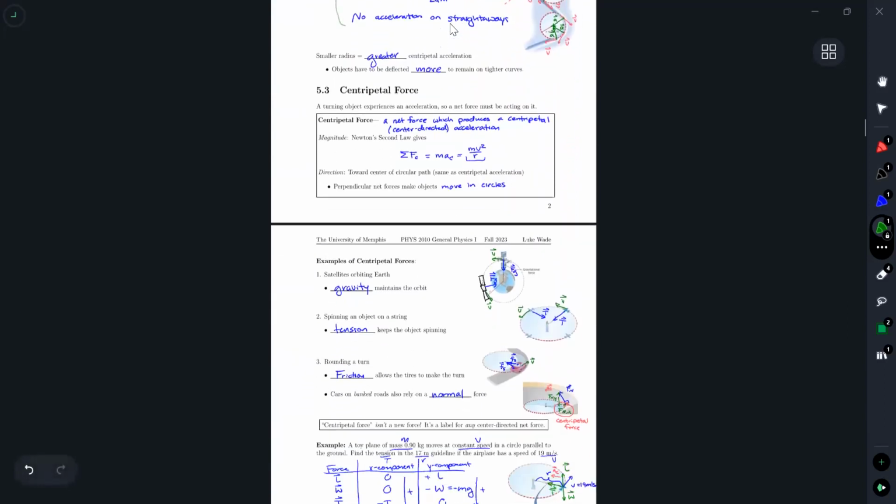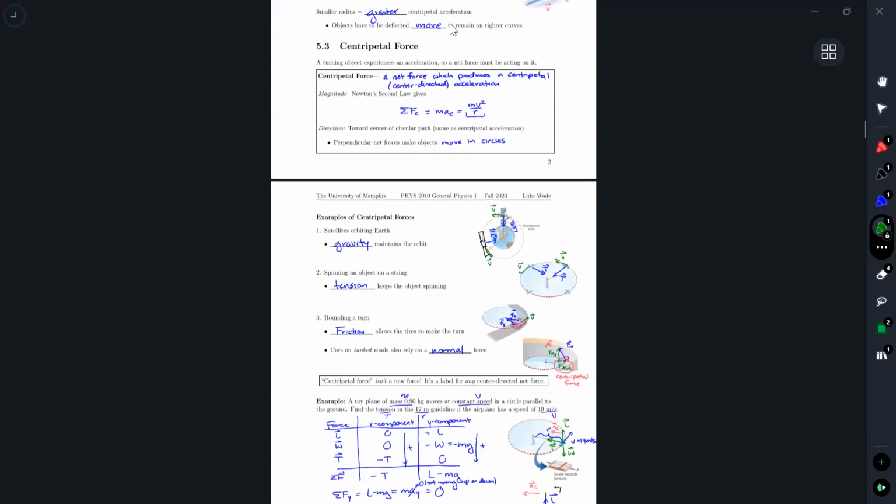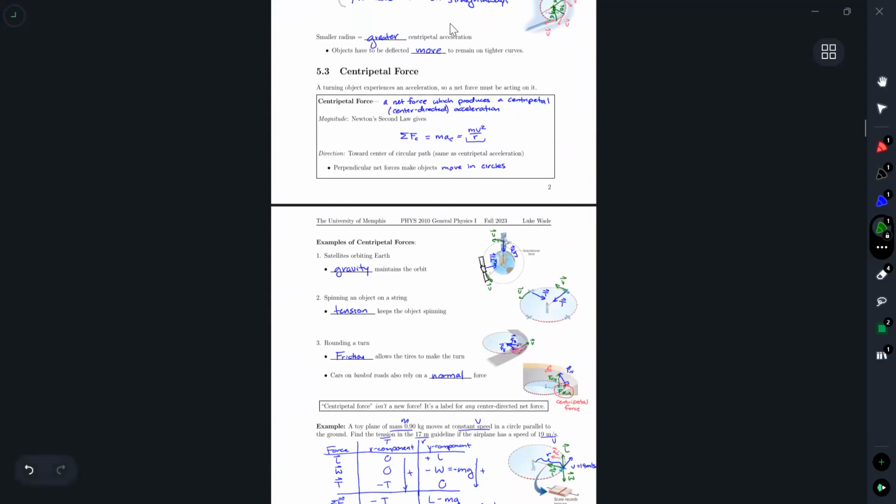Centripetal force. Size and direction are important again. It's towards the center of the circular path. It is the force that makes something continue moving in a circle.